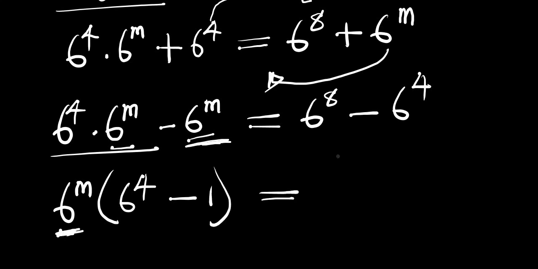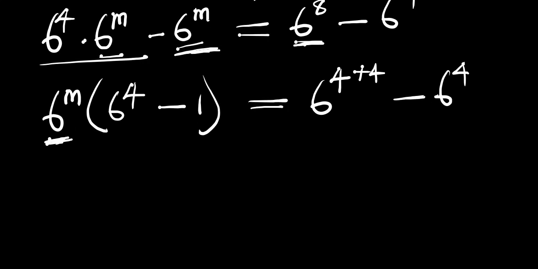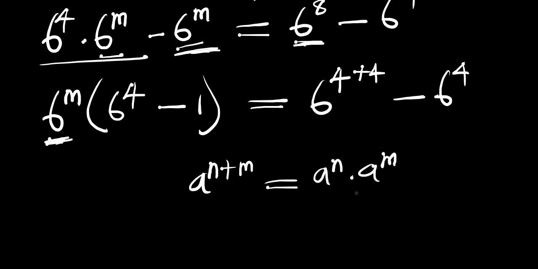This equals, this is 6 to the power of 8. We can rewrite this as 6 to the power of 4 plus 4. Then we have minus 6 to the power of 4. We go again. If you have a to the power of n plus m, this equals a to the power of n times a to the power of m. Let's apply this identity right here.